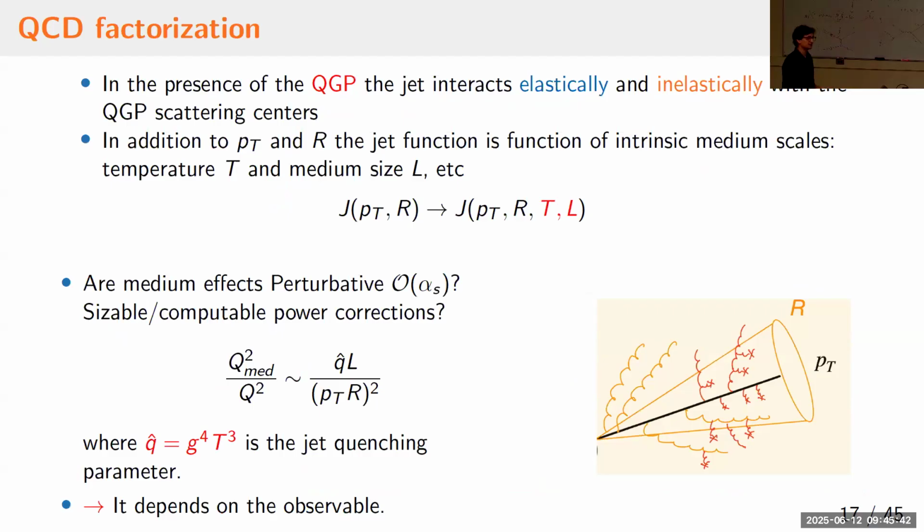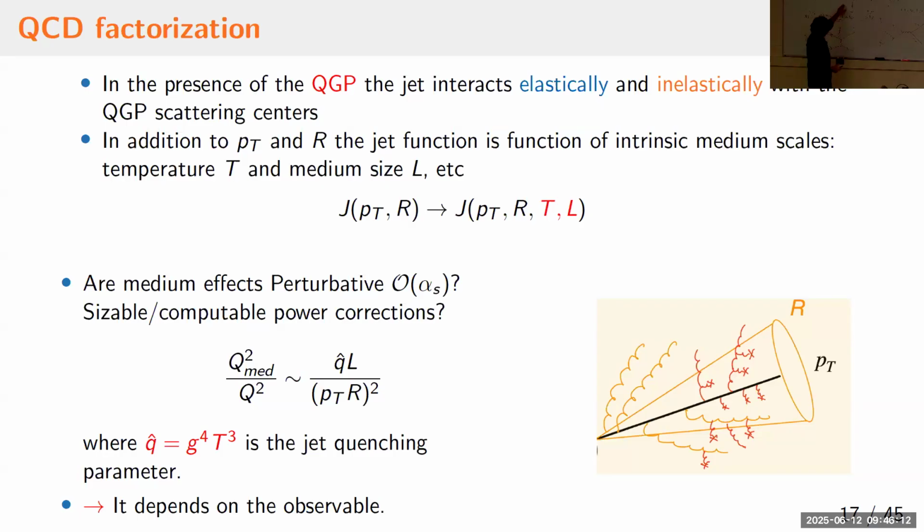Let's start by saying that short distance physics is to some extent universal. It doesn't really know about what happens at, let's say, the Fermi scale. So the hard matrix element should be independent of whether we are studying proton-proton collisions or heavy ion collisions. The existence of the quark-gluon plasma does not alter the hard function. This is short distance physics, almost instantaneous interactions.